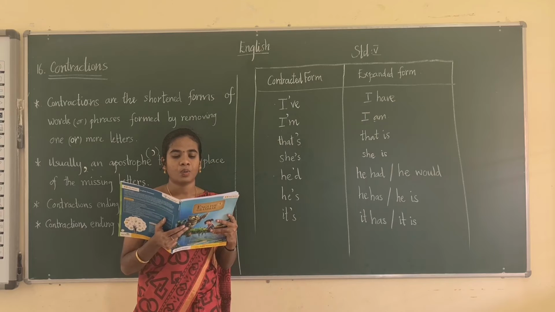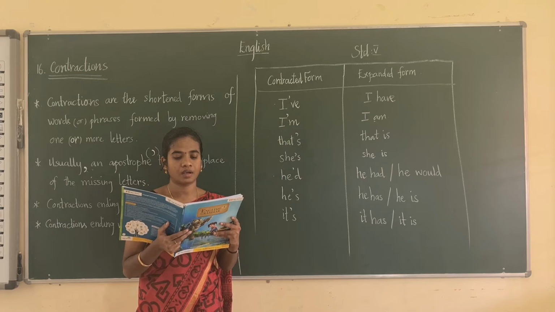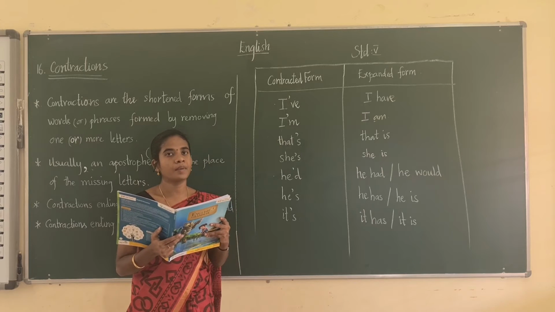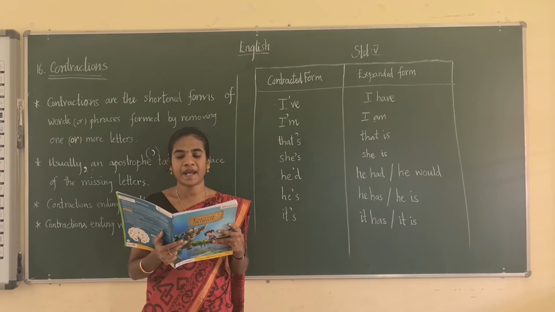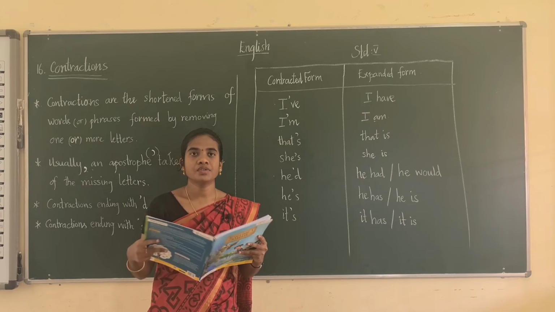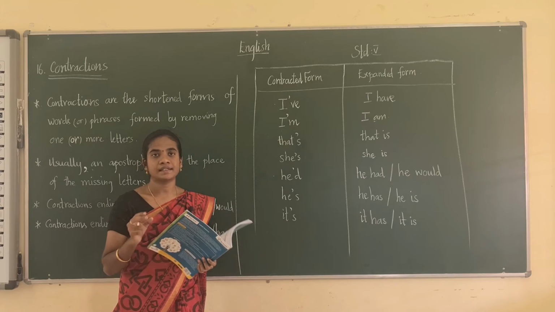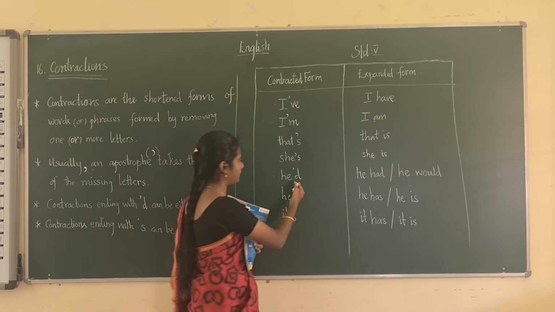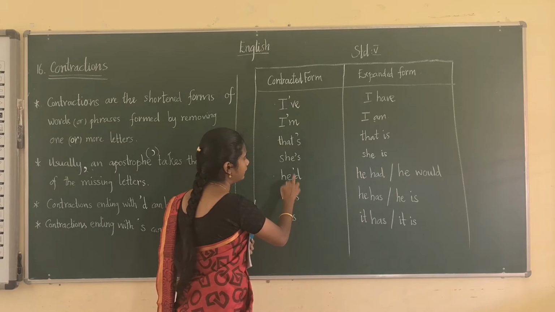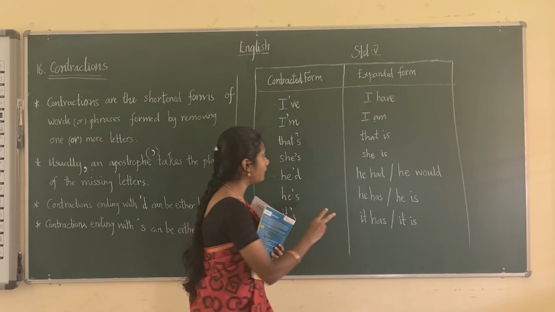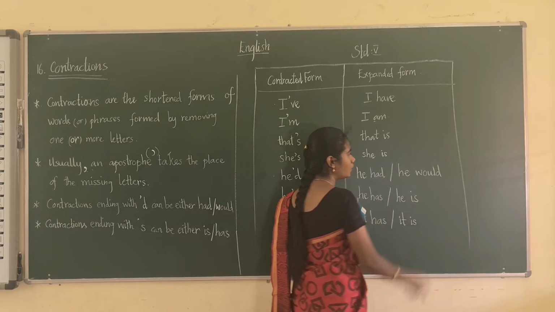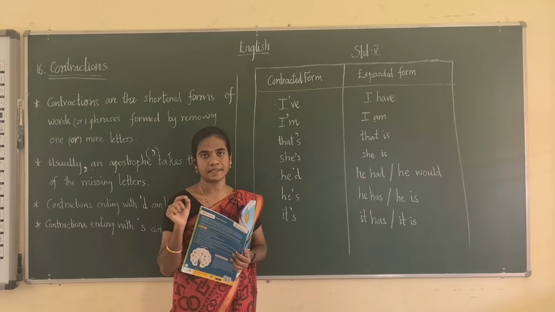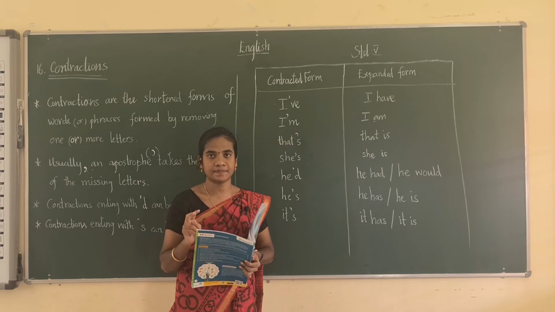So these are the contracted forms, and they are also given the expanded forms. Now students, see here, for some contractions they are having two expanded forms. See, for example, the same example, he'd. We are having two expanded forms. What are they? He had and he would. So this we have to remember: for some contractions they are having two expanded forms.